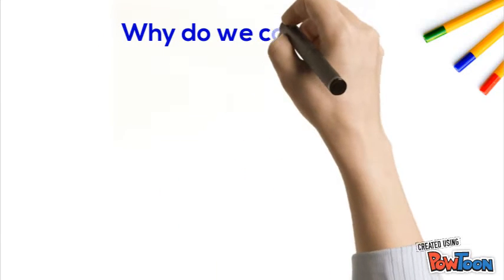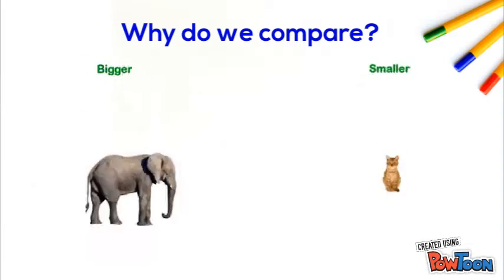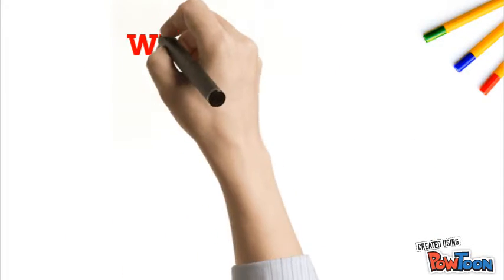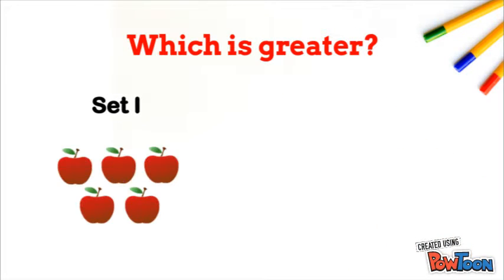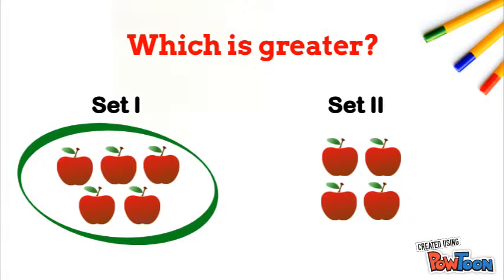Why do we compare? We compare usually to tell the difference of size or appearance between two different objects or things. Take a look at the set of apples. Let us compare these. After comparing, we understand that set 1 has more apples.